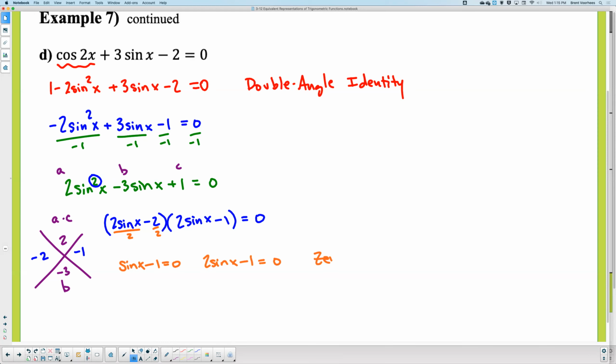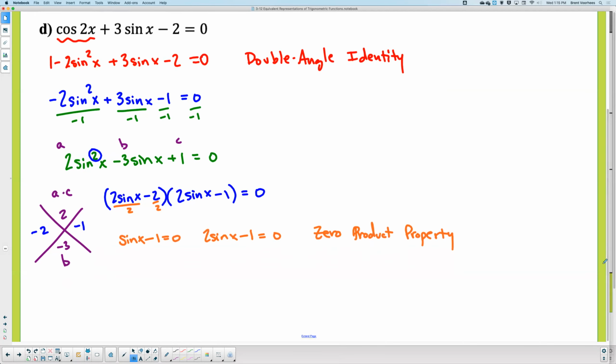I'm going to do that by the zero product property. Okay, so here, I'm looking for where sine x equals 1. When I add the 1, where does sine x equal 1? Here, I'm going to look for where does sine x equal 1/2.